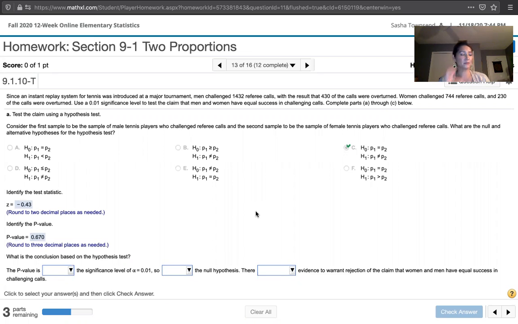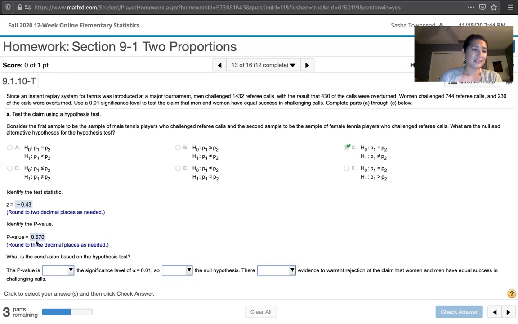So remember what your p-value is. It's a probability of getting a test statistic as extreme as ours or more extreme than ours. In this case, we don't care if we're more extreme by being farther to the left or to the right. There's a 67% chance of getting a test statistic as extreme as ours or more extreme. That means that there's a 67% chance of getting a p1 hat minus p2 hat equal to our sample statistic, or more extreme than that in either direction, if the null hypothesis is true.